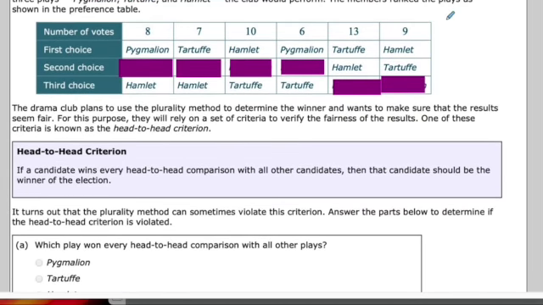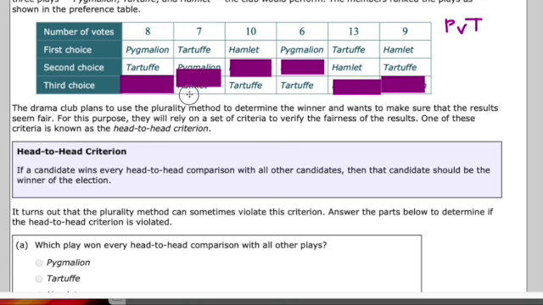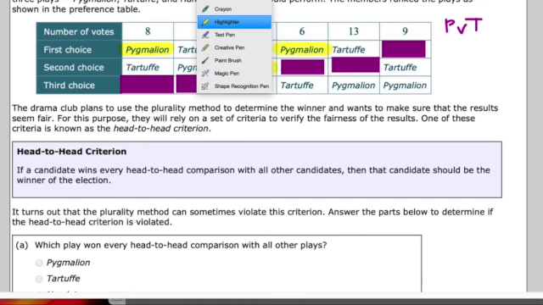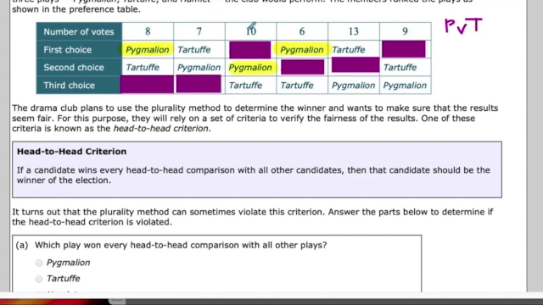The first thing we're going to do is compare Pygmalion, and let's compare it to Tartuffe. So I'm going to cover up Hamlet every chance I get. I only want to compare Pygmalion and Tartuffe. So Hamlet's got to go out of sight, out of mind. All right, so I'm going to highlight what we've got for Pygmalion. Pygmalion has 8 votes here, 10 votes there, and 6 votes here. So when we add this together, let's see what we get. 8 plus 10 is 18. 18 plus 6 is 24.